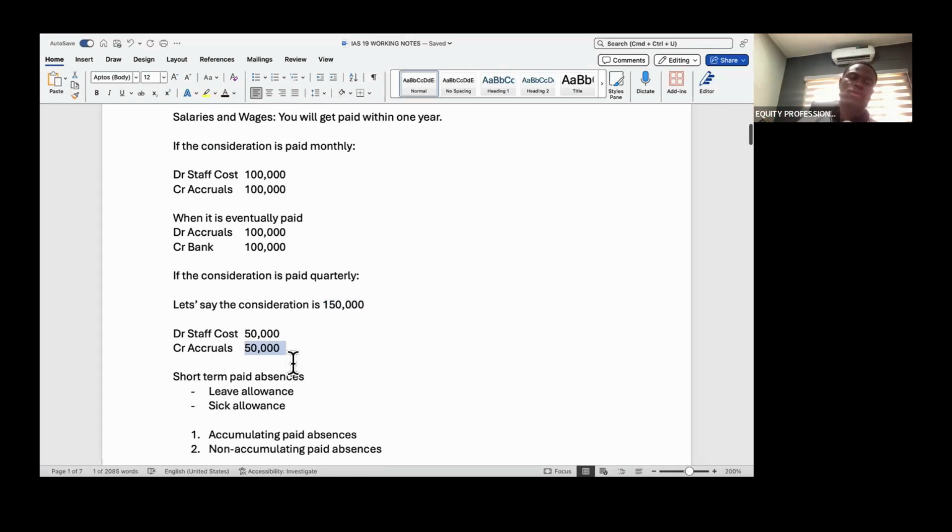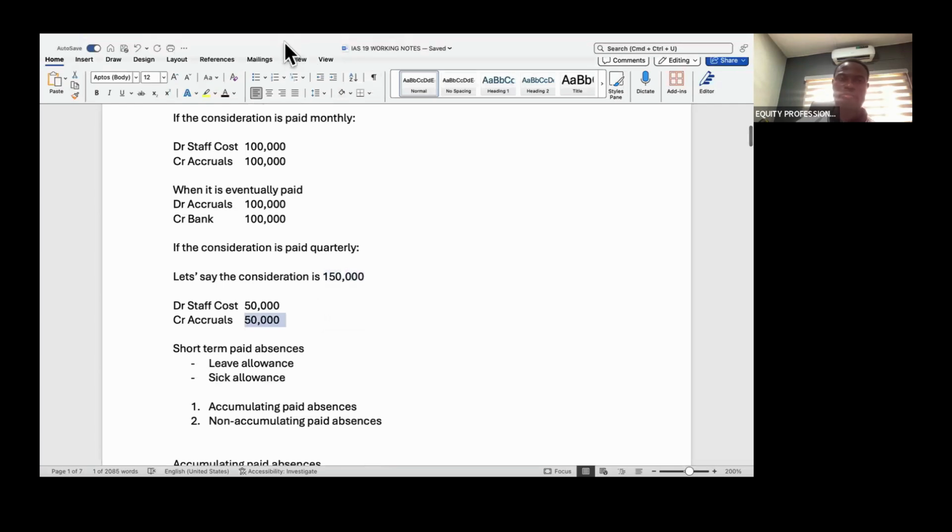Still on short-term employee benefits, I told you that we could have short-term paid absences, where an employee is absent and we still go ahead and pay the employee, like leave allowance or sick allowance. How do we account for such short-term paid absences? We said, first, it depends on whether that paid absence is accumulating or non-accumulating.